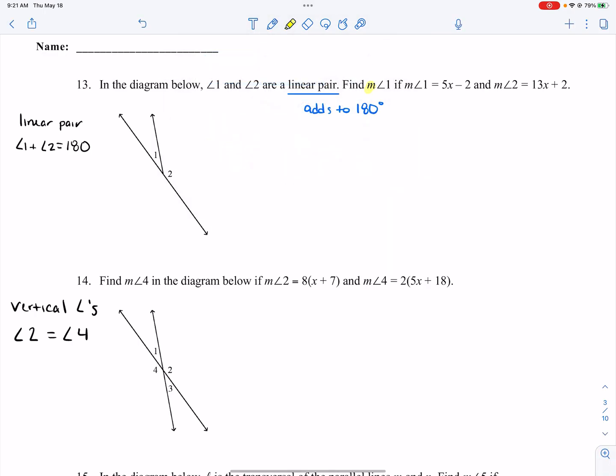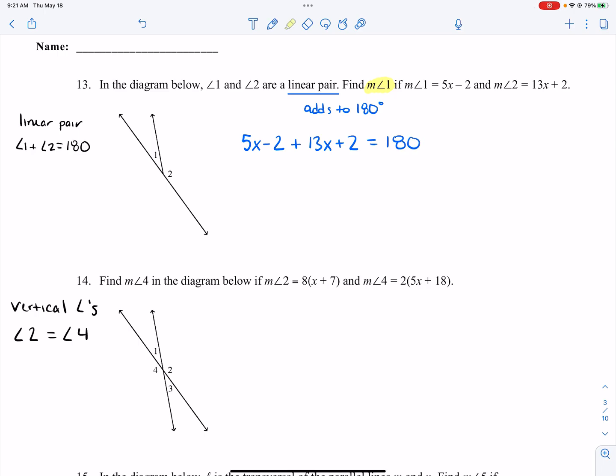Okay, so I'm going to highlight that because sometimes a lot of you solve for x and then you think you're done. Unfortunately, you are not, okay? So over here on the left-hand side, I said a linear pair means that they add up to 180. So I'm going to take what they told me angle 1 is and angle 2, and I'm going to add them together and set it equal to 180. So 5x minus 2 plus 13x plus 2, and then equals 180.